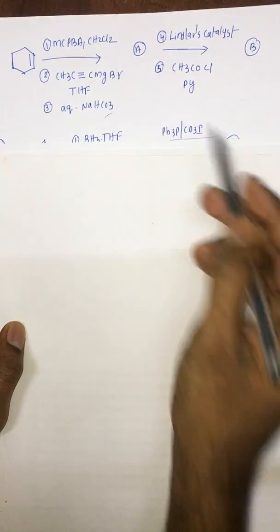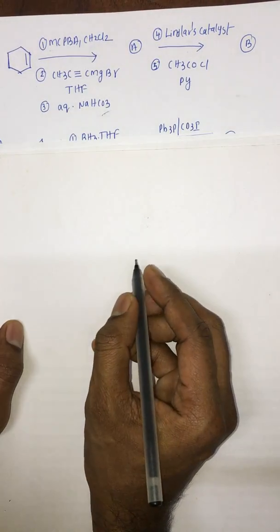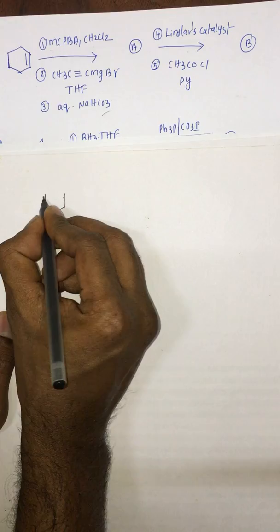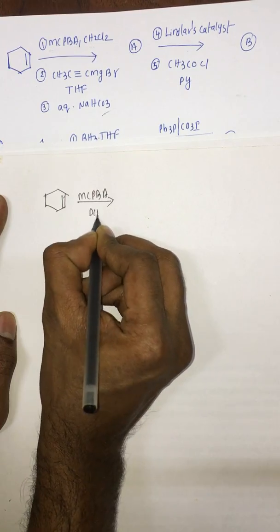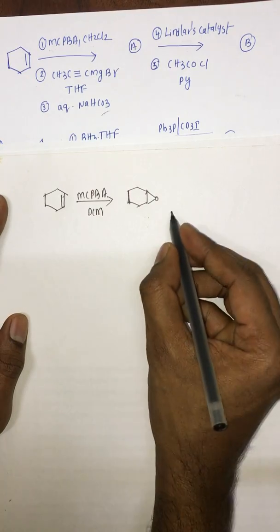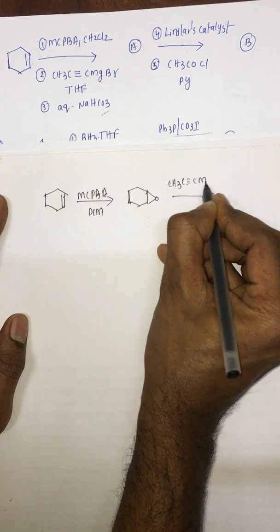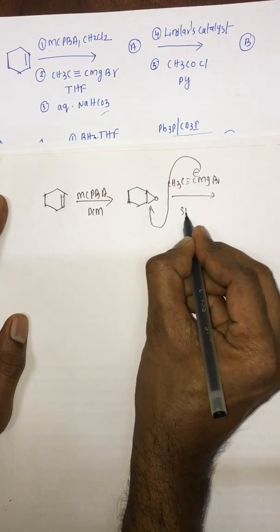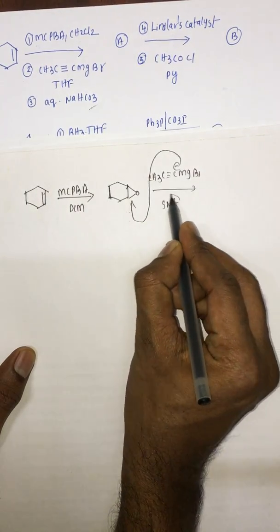So here we have this reaction. In the first reaction we have mCPBA in the presence of dichloromethane. Epoxide formation takes place. We have an alkene in the presence of mCPBA in DCM, giving an epoxide. Next we have CH3 C triple bond C MgBr. Here this is a nucleophilic center, so it will open this epoxide. This always follows the SN2 mechanism. In the presence of base, opening of the epoxide follows the SN2 mechanism.